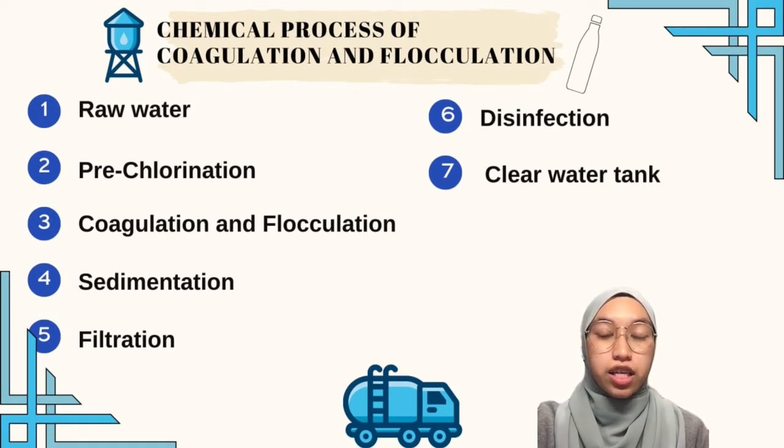And then the next process is filtration. In this filtration, we will get clear water, and it will pass through different pore sizes of filter that are made of different materials such as sand, gravel, and charcoal. And the last process is disinfection, by adding chemical disinfectants to make sure all the remaining bacteria and parasites are killed.